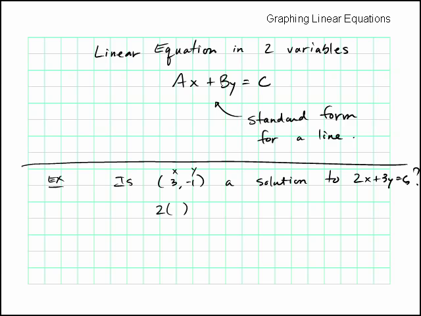2x plus 3y, is this going to equal 6? If I plug in the 3 for the x, right there, and the -1 here for the y, and work this out, this will be 6, that will be -3. Does this equal 6? The answer is no. And so 3, -1 is not a solution to 2x plus 3y equals 6.